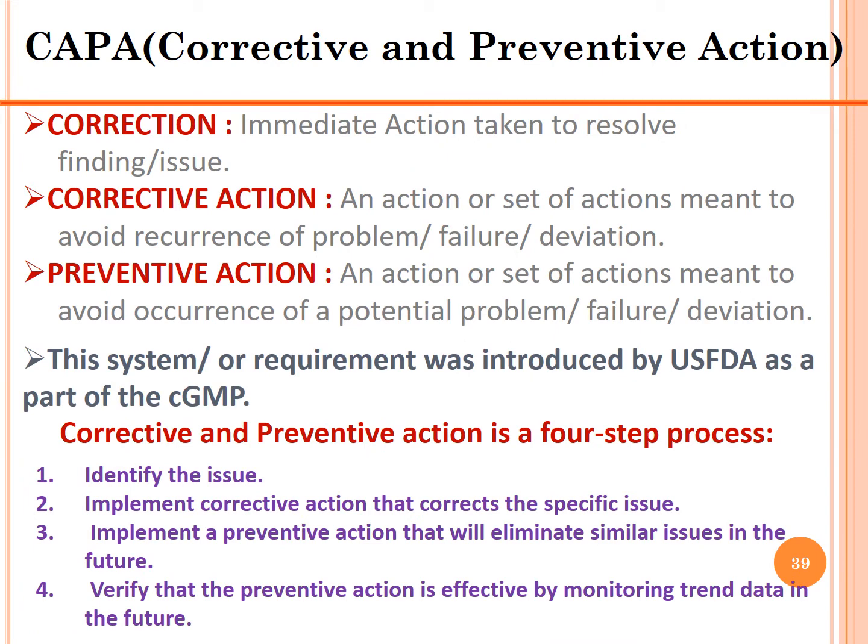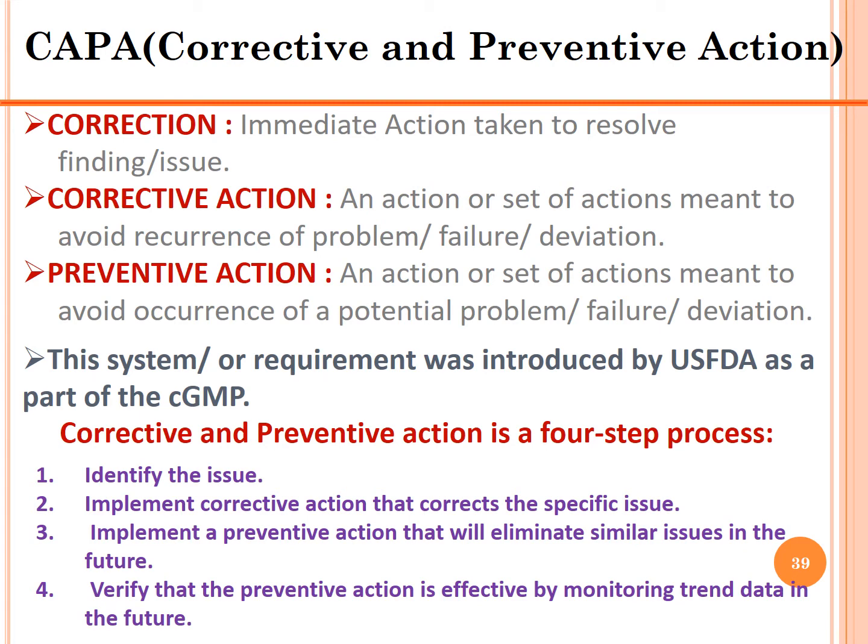CAPA, corrective and preventive action. Correction: immediate action taken to resolve a finding or issue. Corrective action: an action or set of actions meant to avoid recurrence of a problem, failure or deviation. Preventive action: an action or set of actions meant to avoid occurrence of a potential problem, failure or deviation. This system or requirement was introduced by the USFDA as a part of cGMP.